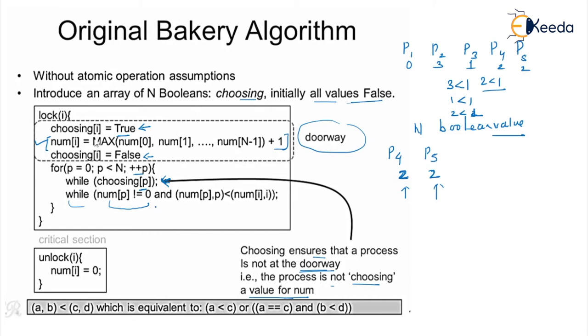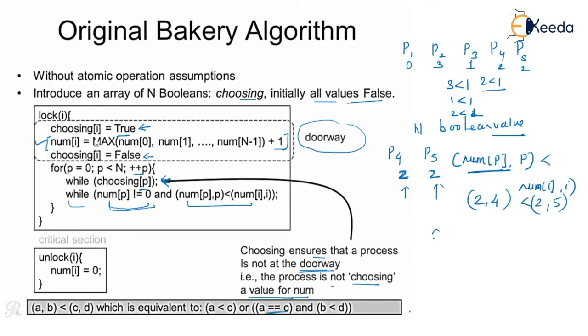Now for p4 and p5, while this is running, we have written the statement, rather than num of p less than num of i, as (num of p, p) less than (num of i, i). So if p4 and p5 say 2, it will say (2, 4) is less than (2, 5). So if we compare (A, B) less than (C, D), two variables are there, which is equivalent to either A is less than C, then fine, or if A is equal to C, then B less than D.